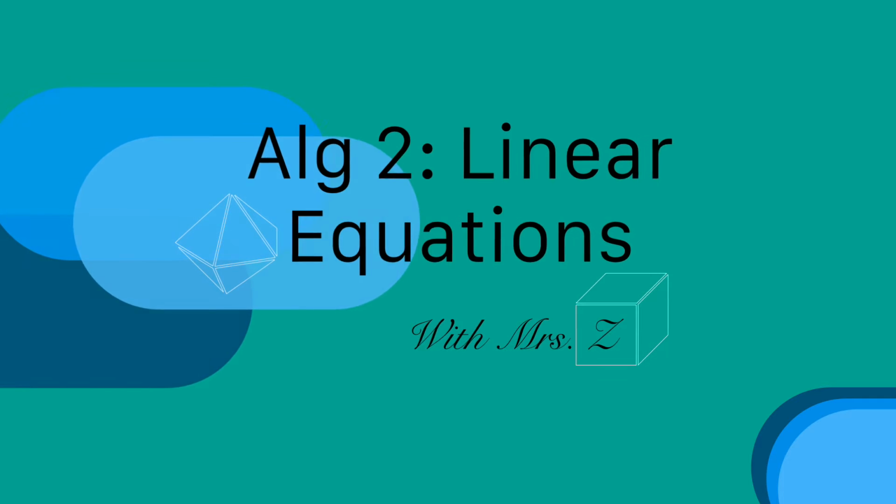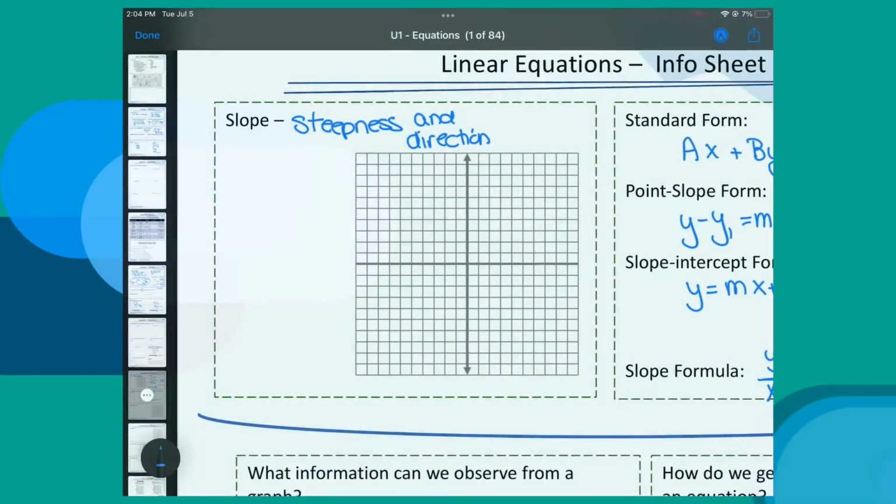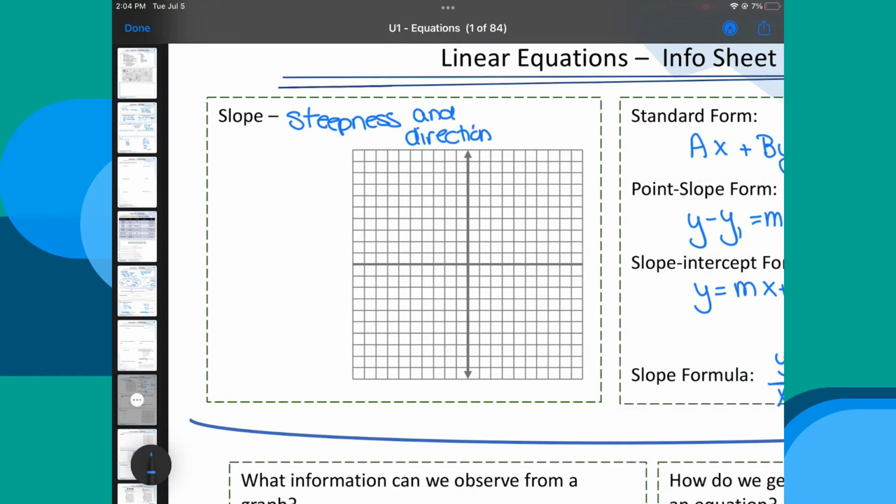Let's talk about linear equations, aka how do you graph a line? What's slope? Slope tells us the steepness and the direction of the line. So if we have a line that looks like this, the slope would be positive, it's pretty steep. And then a line like this will be negative, not as steep as that first one.